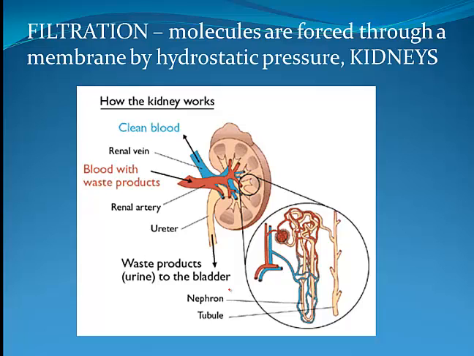Filtration we'll be talking about more when we get to the urinary system, but this is basically where molecules get forced through a membrane through pressure, and this mainly happens in your kidneys. It happens through a whole network of tubules and capillaries all throughout your kidneys. There's millions and millions of these little units called nephrons. They're found everywhere, and that is the main way that you're going to be cleaning your blood.